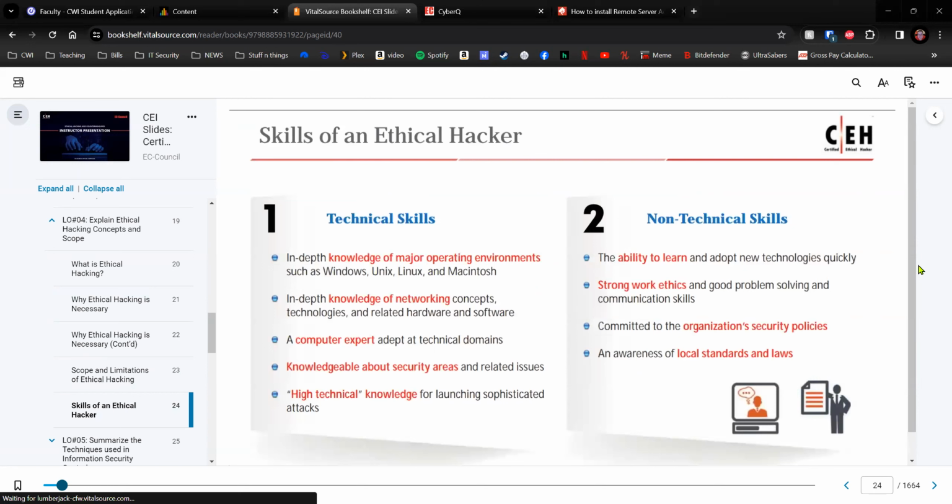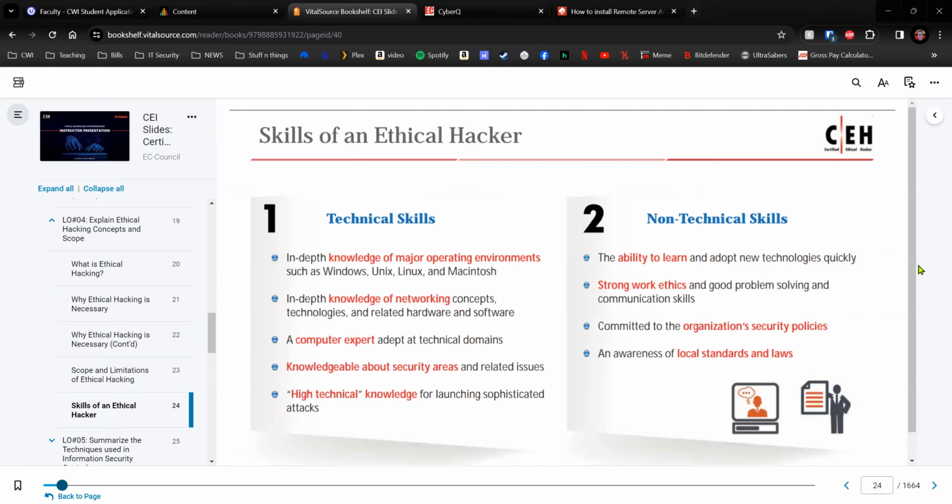Right, skills of an ethical hacker, technical skills. In-depth knowledge of major operating environments: Windows, Unix, Linux, Macintosh. In-depth knowledge of networking concepts, technologies, and related hardware and software. Computer expert, adept in technological domains. Knowledge about security areas and related issues. High technical knowledge for launching sophisticated attacks. Non-technical skills: the ability to learn and adopt new technologies quickly. That is a huge one.